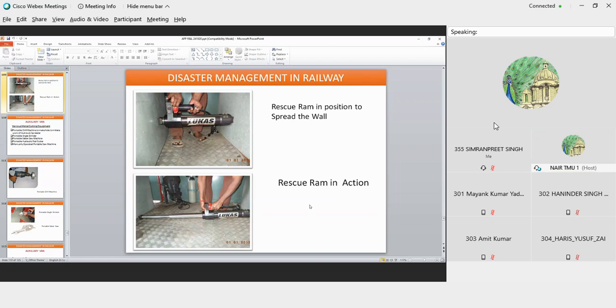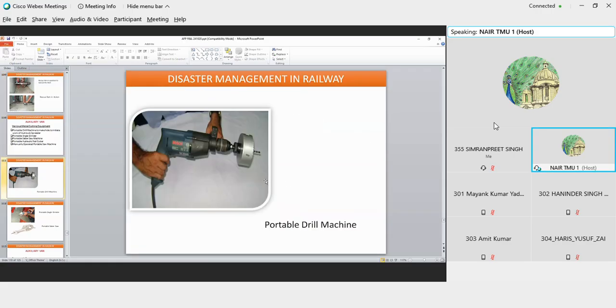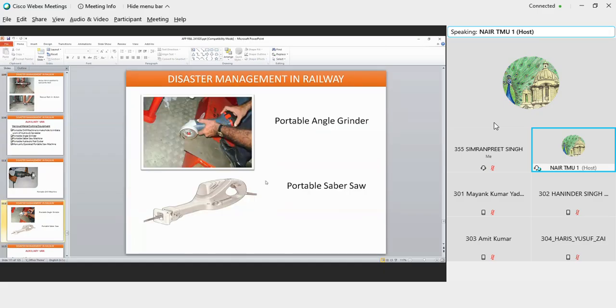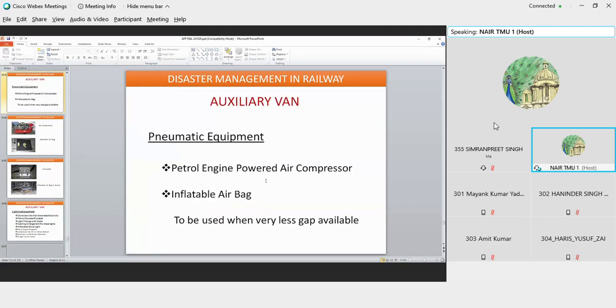So these are spreaders. So these are rescue ramps. Basically, if the two compartment walls have come closer, then you will use this to spread out. These are all various types of equipment: portable drill machines, angle grinders, saber saws.